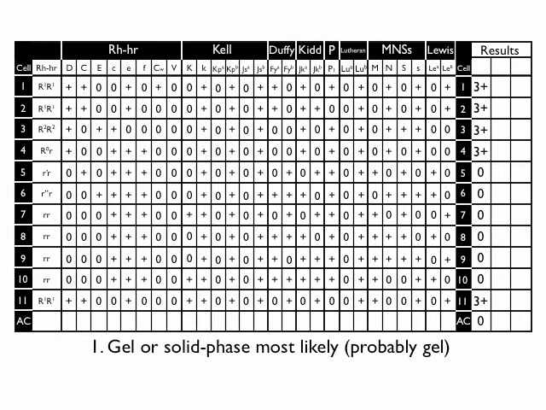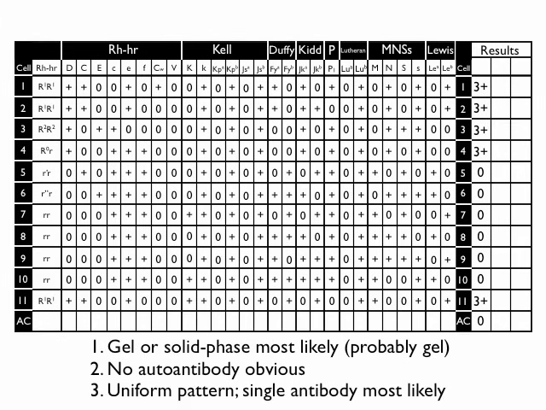Okay, so number two, we look at the autocontrol, and we see that that's negative, so there's no obvious autoantibody. Great. The third thing, let's take a look at the pattern. Every place where there's positivity, the reactions are 3+. That's cells 1, 2, 3, 4, and 11, and the others are completely negative. So I think you would agree with me that this is a completely uniform pattern, and as a result, a single antibody is most likely. Since this is AHG phase, we're assuming that it's a single quote-unquote warm antibody, so that narrows things down a little bit, but more on that as we go through.